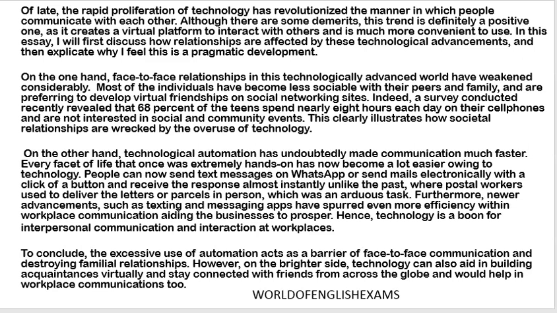Now, the conclusion. To conclude, the excessive use of automation acts as a barrier of face-to-face communication and destroying familial relationships. However, on the brighter side, technology can also aid in building acquaintances virtually and stay connected with friends from across the globe, and would also help in workplace communications.